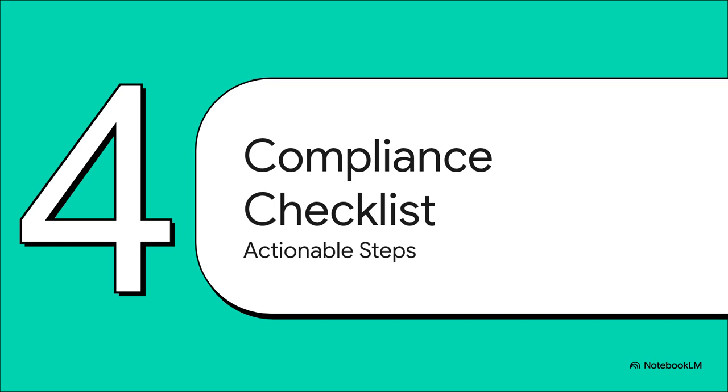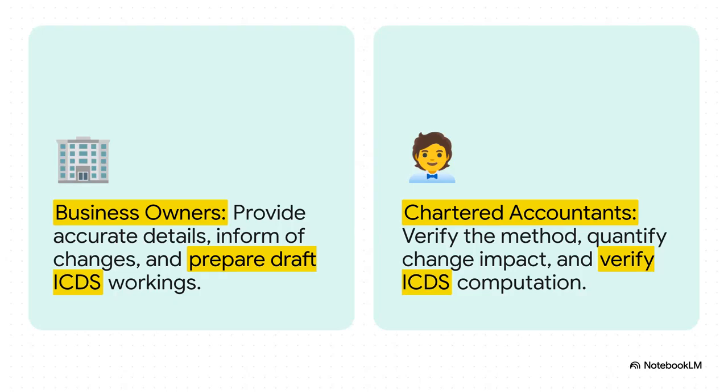Okay, so we've covered the what and the why. Now let's get down to the how. This section is all about turning everything we've talked about into a practical checklist for both business owners and their CAs. As you can see, getting this right is a team sport. If you're the business owner, your job is to deliver clean, accurate information. Tell your CA your accounting method, make sure you flag any changes, and, this is a big one, you need to prepare the draft ICDS calculations.